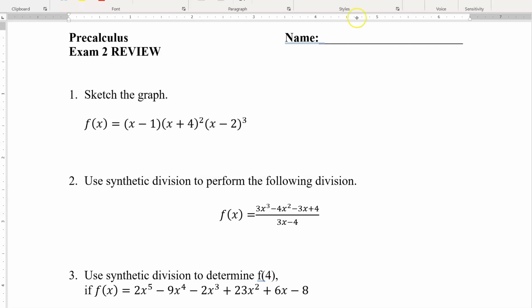So this will be basically me making my key. So here we are, key for the pre-calculus review. So go ahead and go through and study this. Go through, I would take this like a test.